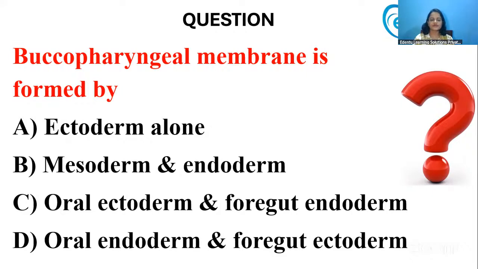So the first question: the buccopharyngeal membrane is formed by, is it formed by ectoderm alone, or mesoderm and endoderm, or oral ectoderm and foregut endoderm, or oral endoderm and foregut ectoderm? So how is this buccopharyngeal membrane getting formed? Yes, this is also a recent NEET MDS question. The buccopharyngeal membrane is usually formed by the oral ectoderm and the foregut endoderm.